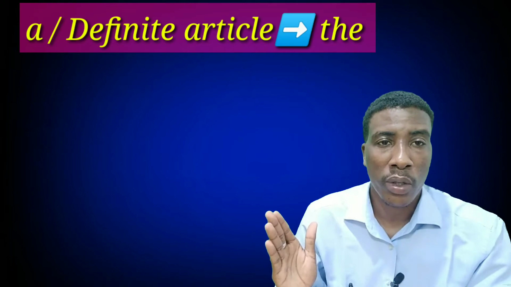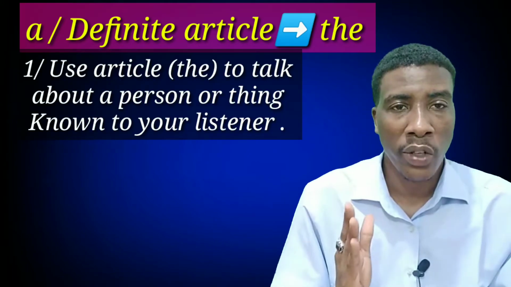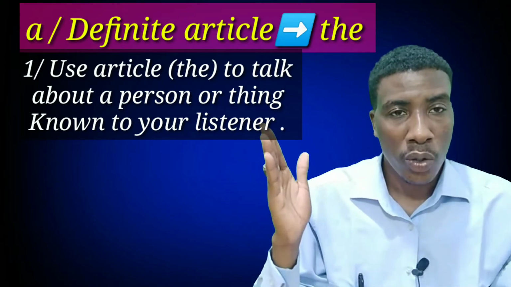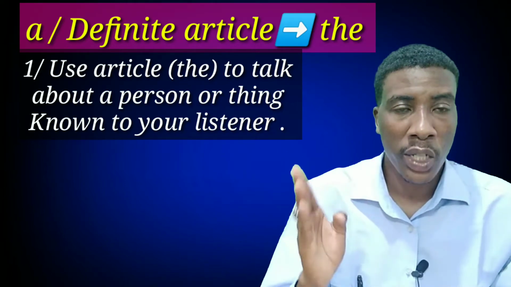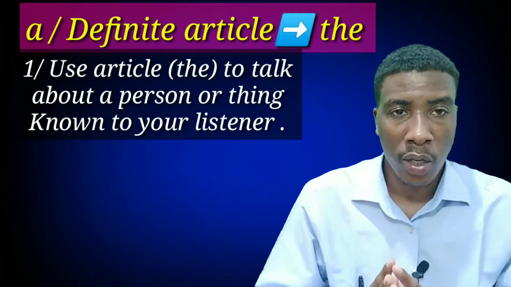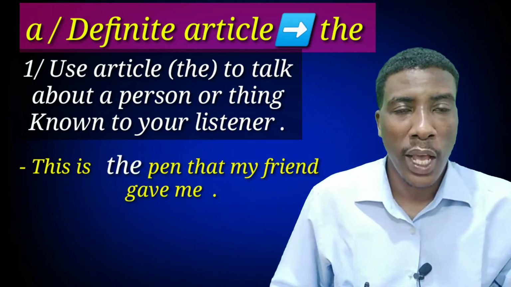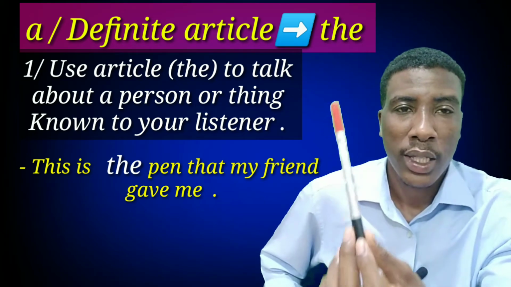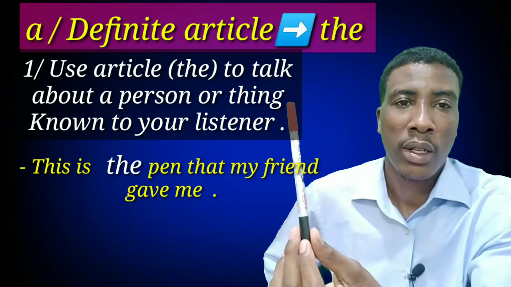There are many rules for using the article the. The first rule: use the article the to talk about a person or things known to your listener. For example, this is the pen that my friend gave me.